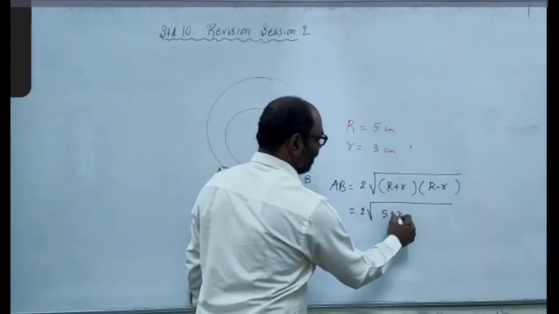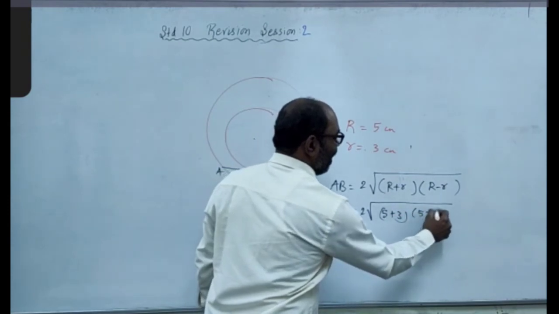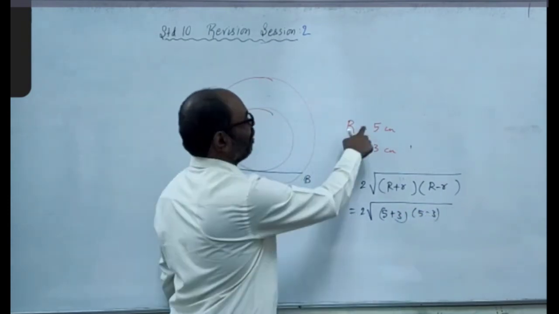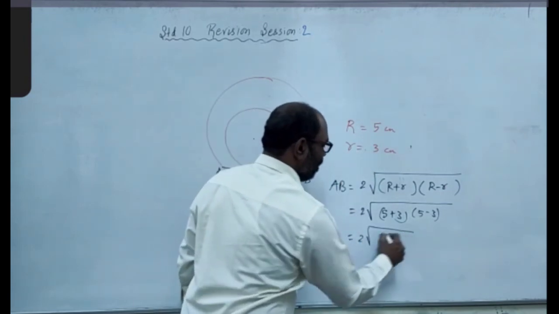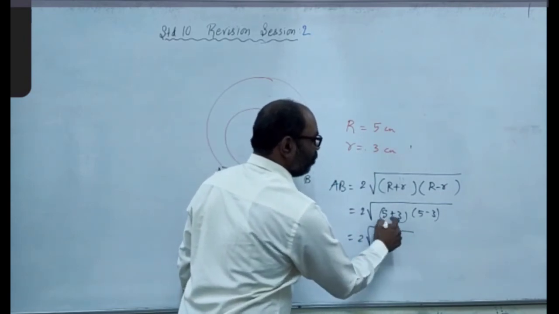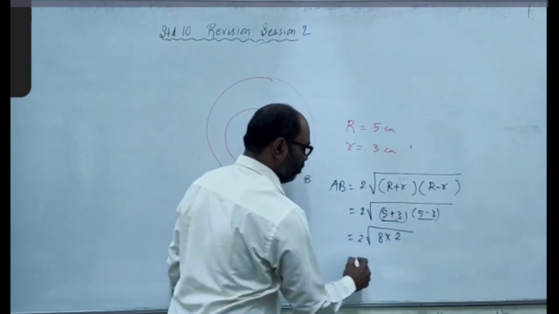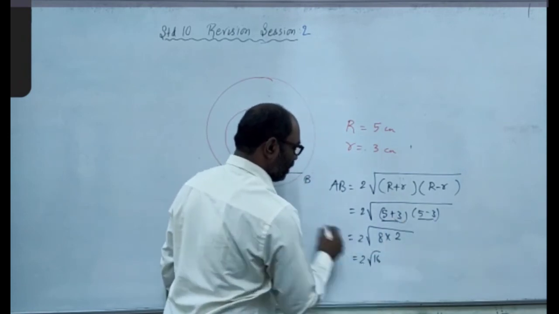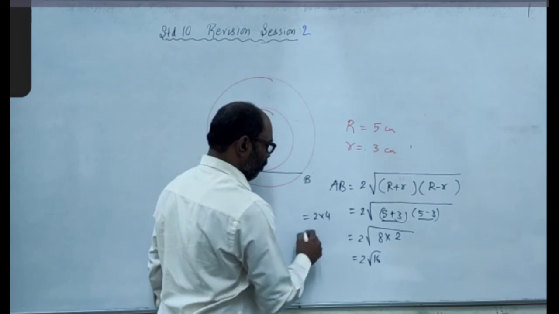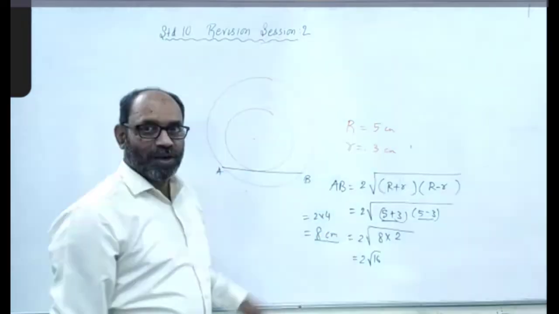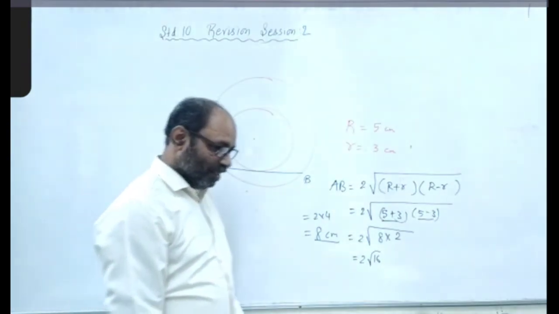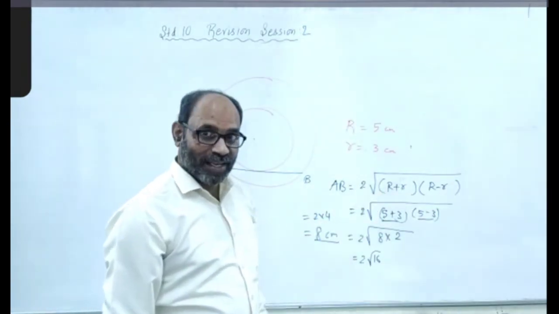5 plus 3 into 5 minus 3. Capital R is 5, small r is 3. So 2 times root of 8 multiplied by 2. ये total 8, ये difference 2. 2 times root 16, so 2 times 4, and that is 8 centimeter. So length of this chord will be 8 centimeter. Is that clear? ये formula बना के रखिए.